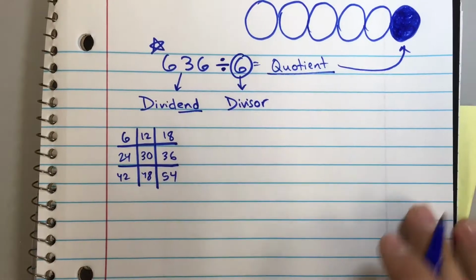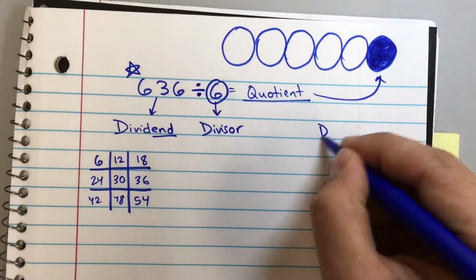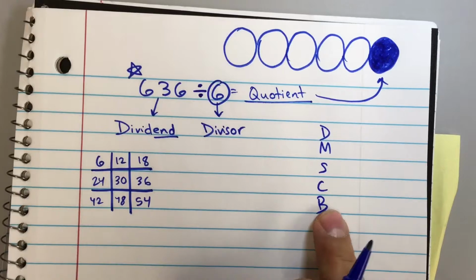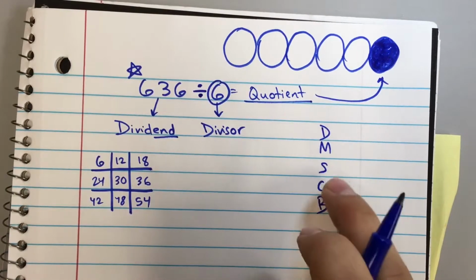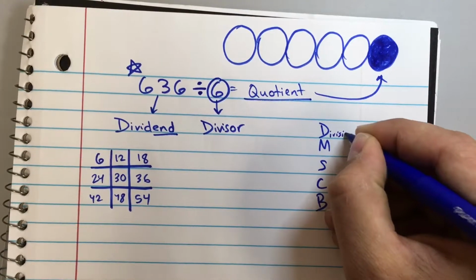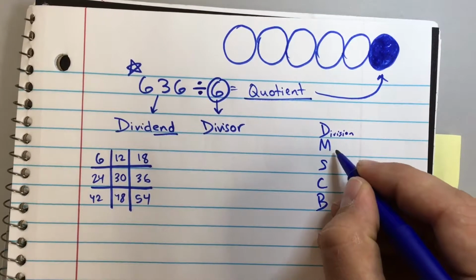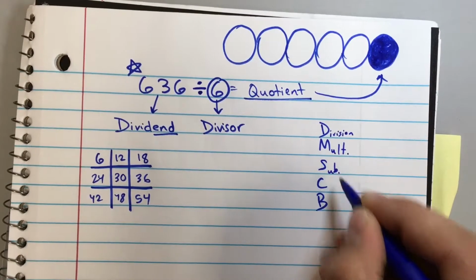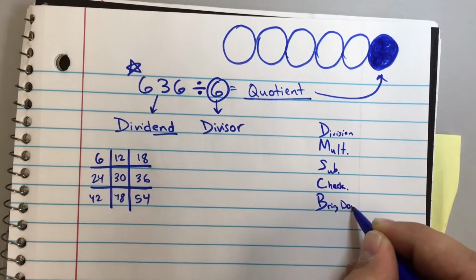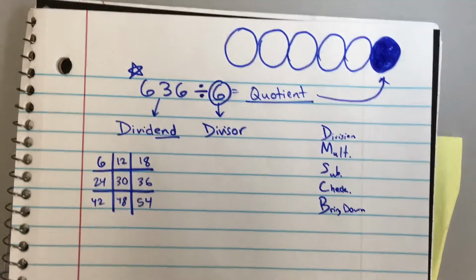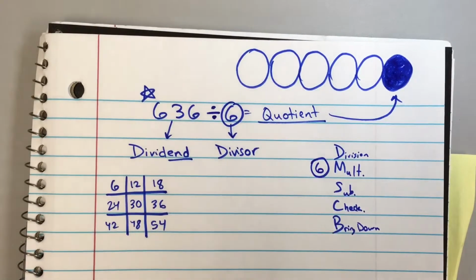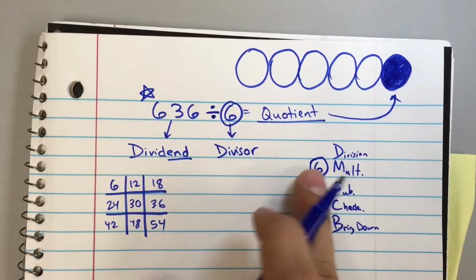Okay? Next, I'm going to write out a memory device. Does McDonald's sell cheeseburgers? I like to write this on the right side of my page. Does McDonald's sell cheeseburgers? Which represents division, multiplication, subtraction, checking, and bring down. And I'm going to rewrite my divisor next to the word multiply.